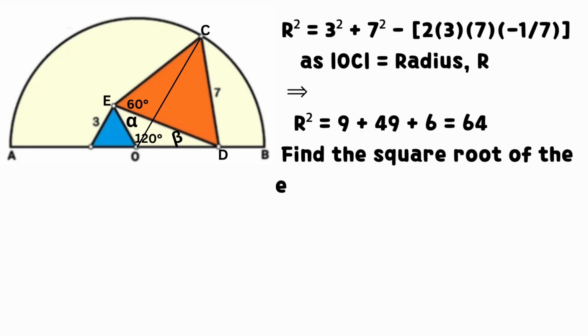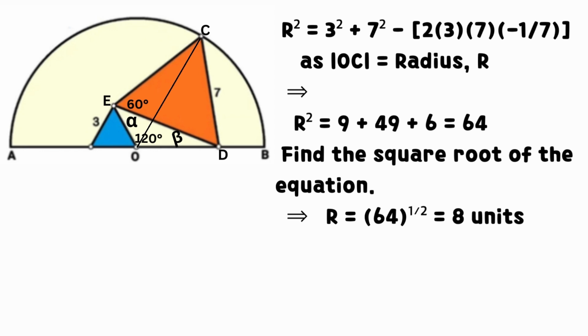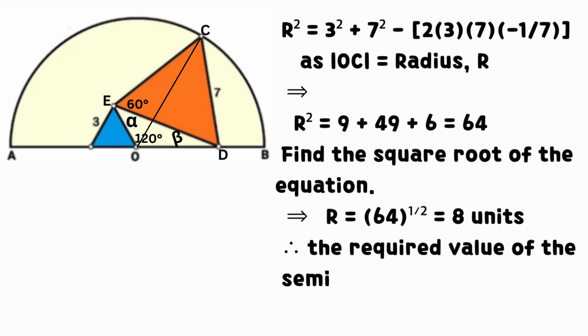Recall that line OC equals radius, R, of the semicircle. Thus, the square of R equals the sum of 9, 49, and 6, which equals 64. Find the square root of the equation to give that R equals 8 units. Therefore, the required radius of the semicircle is 8 units.